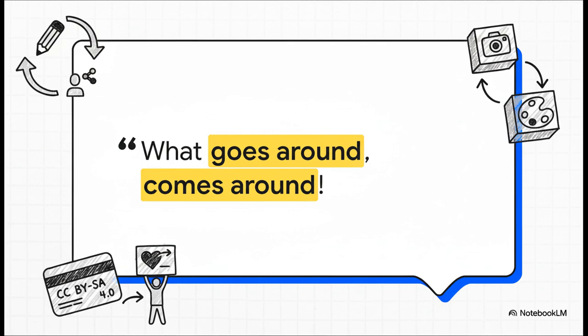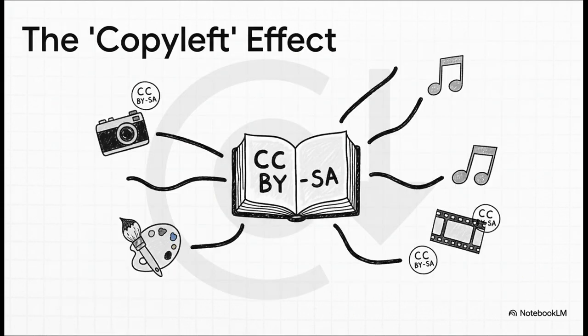You know, the source material has this perfect little phrase for it. What goes around, comes around. And that's exactly what this does. It guarantees that once something is made freely available under this license, all the future versions that get built on top of it will also stay freely available for others to use and adapt. Pretty neat, huh? So this whole thing is what's often called the viral or copyleft effect.